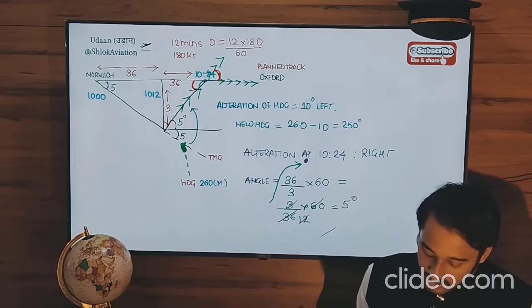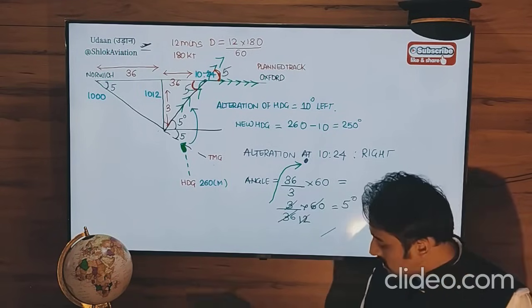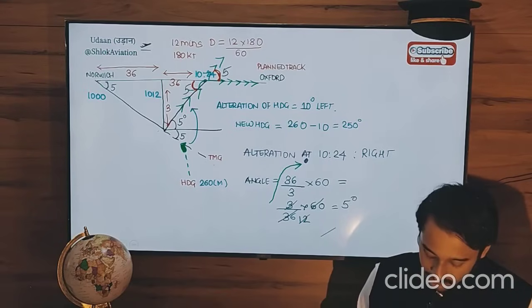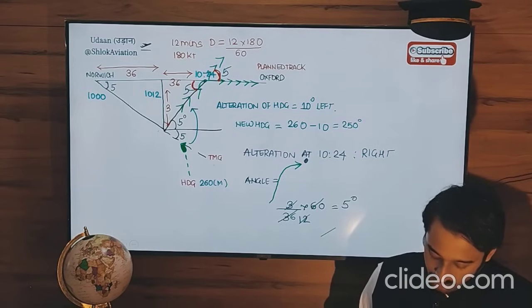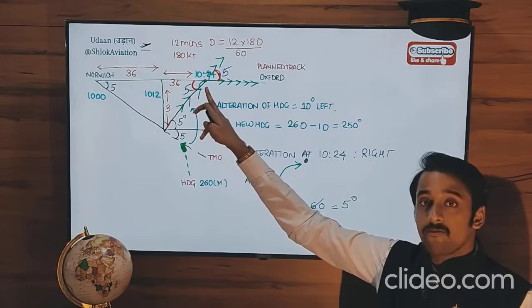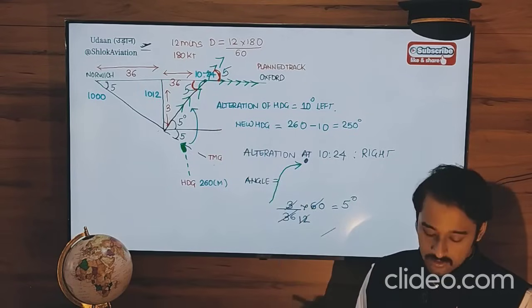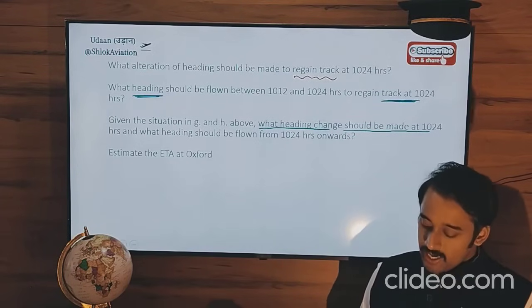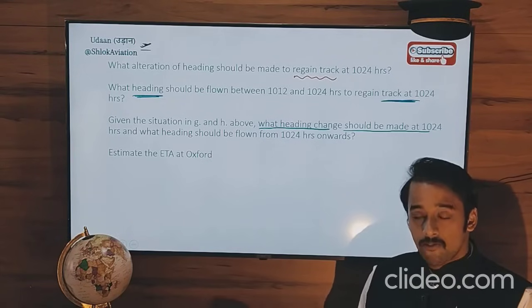So which is 5 degree. Okay. So as you are approaching this point, you will have to make a 5 degree change in heading. Okay, so what heading change should be made at 1024 and what heading should be flown?